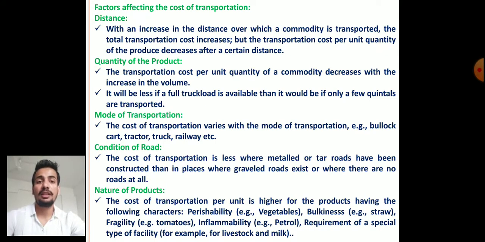The next is nature of product. It is also most important. Agricultural products have different characteristics. The cost of transportation per unit is higher for products having the following characteristics. Most agricultural products are perishable in nature. So the first characteristic is perishability, for example vegetables; then bulkiness, for example straw or cotton; fragility, tomatoes for example; inflammability, that is petrol; requirement of special type of facility, for example for livestock and milk. So nature of goods is also a factor which affects the cost of transportation.